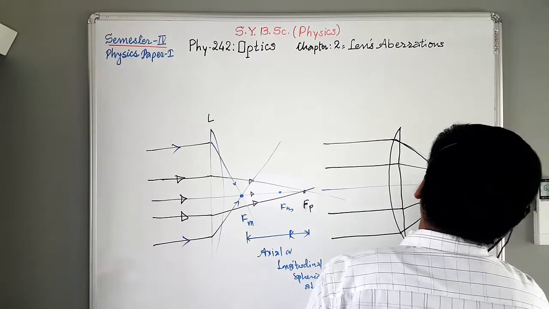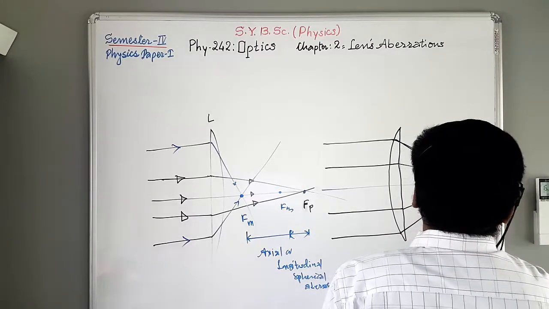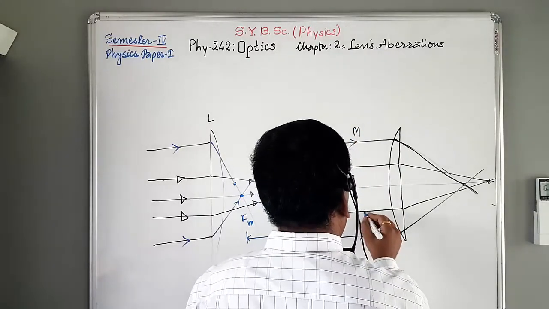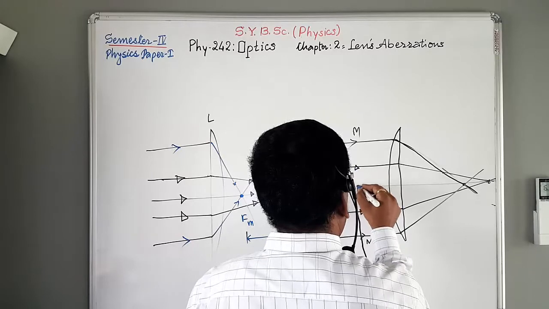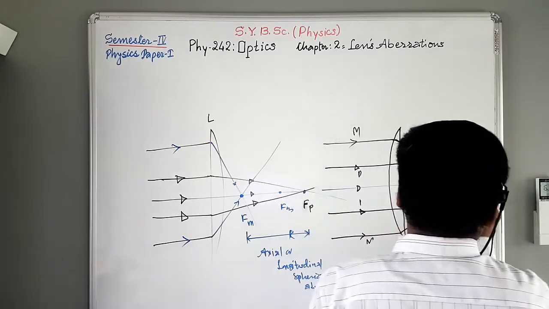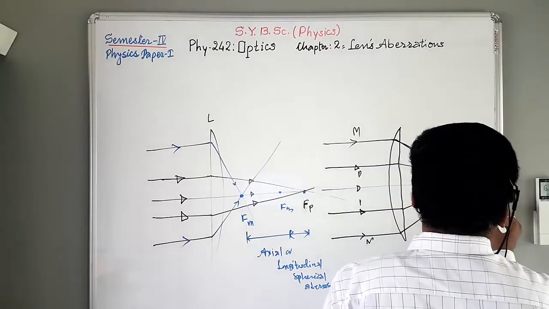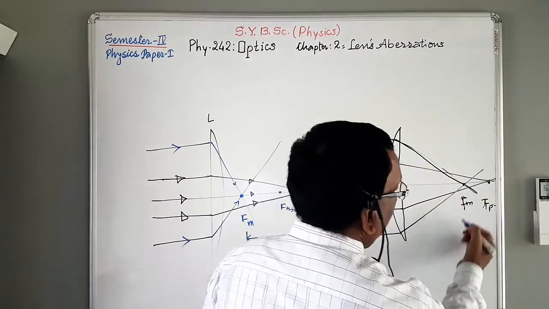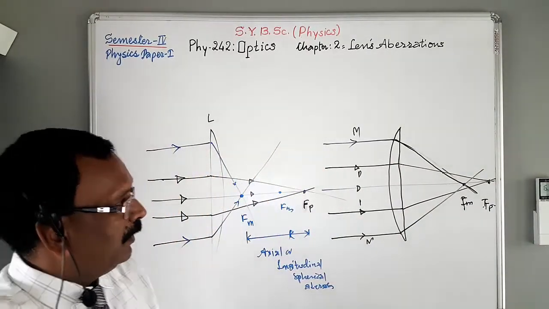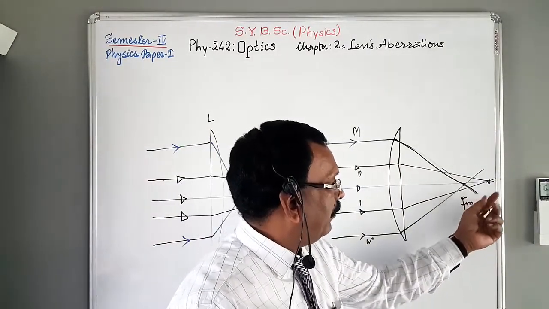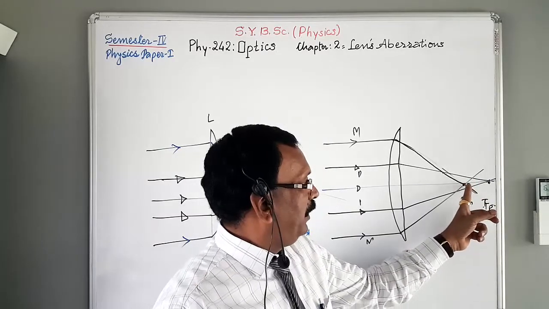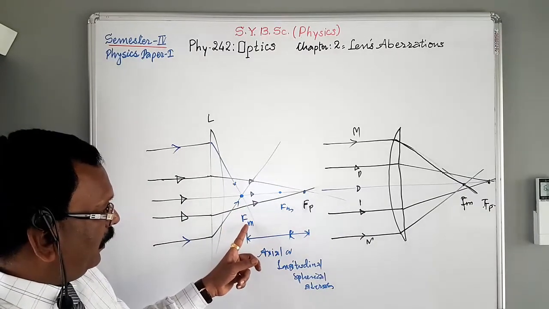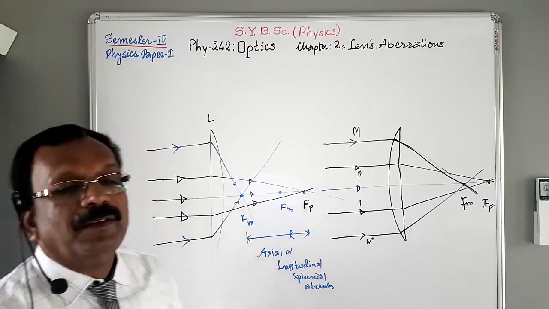In this way. These are the marginal rays. These are the paraxial rays. This is the focus due to marginal rays. This is the focus due to paraxial rays, Fp. See here, the distance between Fm and Fp is small as compared to the distance between Fm and Fp in the first figure.